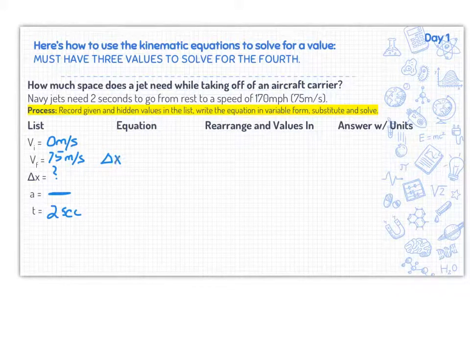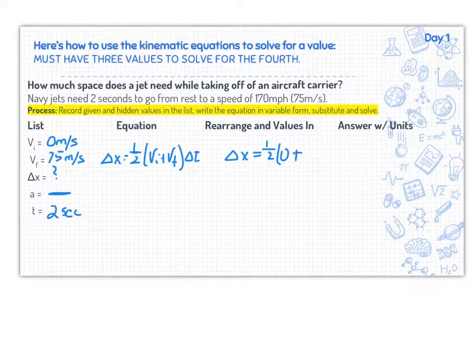Now be careful with this one. This is not a simple velocity equals displacement over time problem, because we're accelerating. The jet is speeding up at a certain acceleration. It's not a constant velocity equation. So knowing that, we're going to write the equation, and in this case we're going to use the change in x is 1/2 times vi plus vf times the change in time.